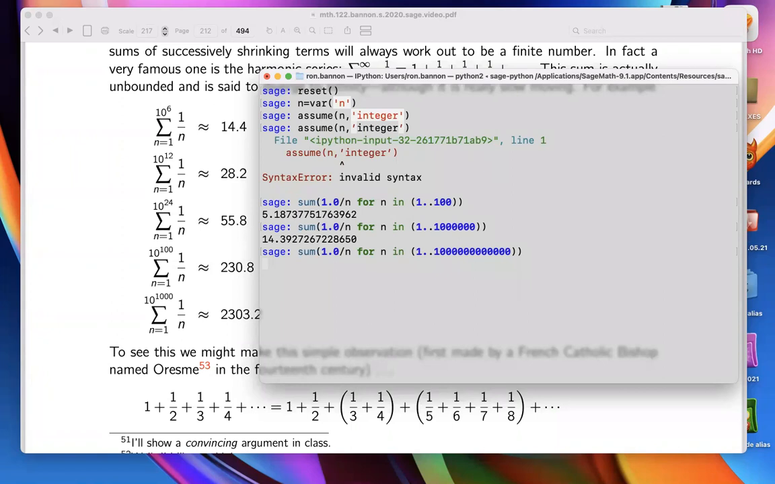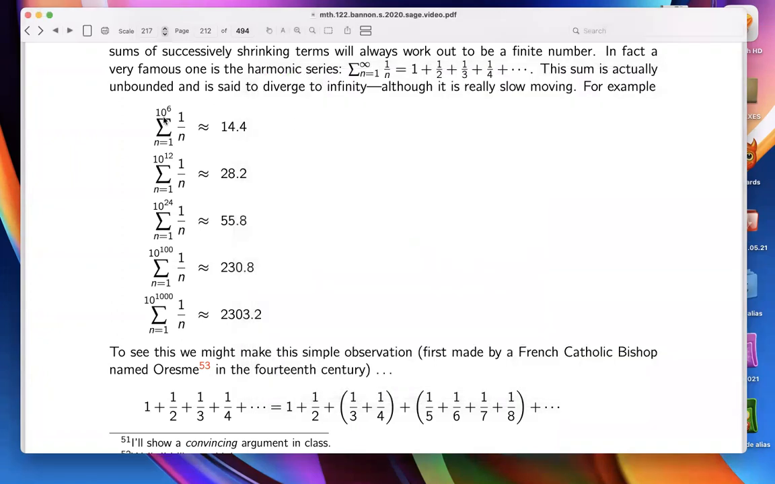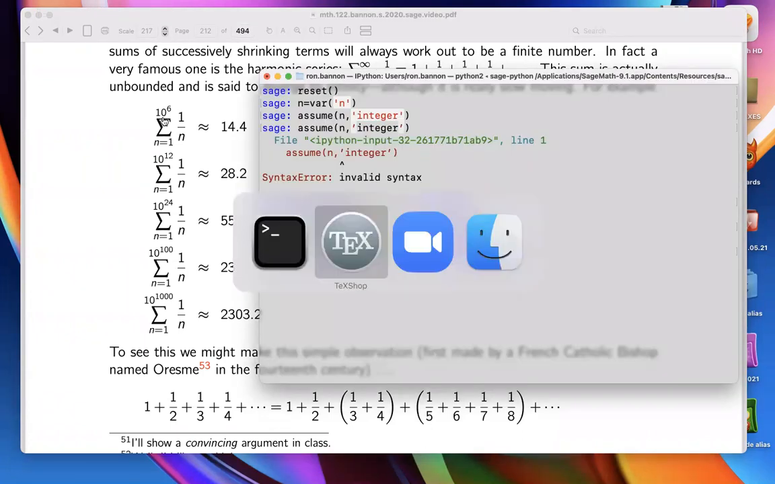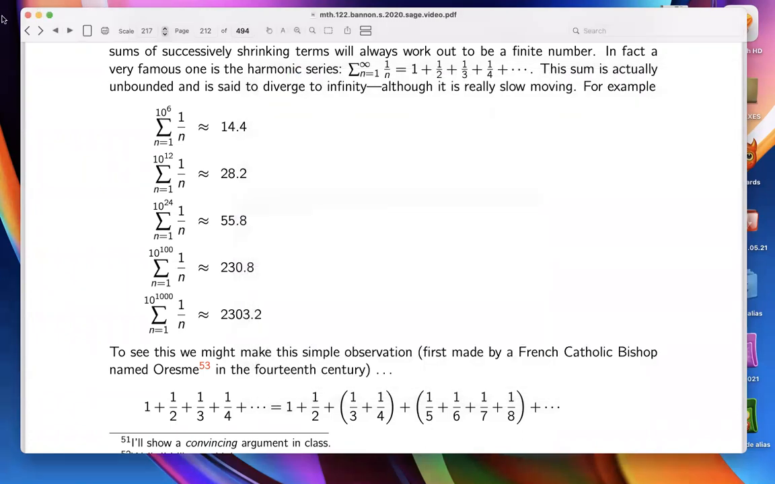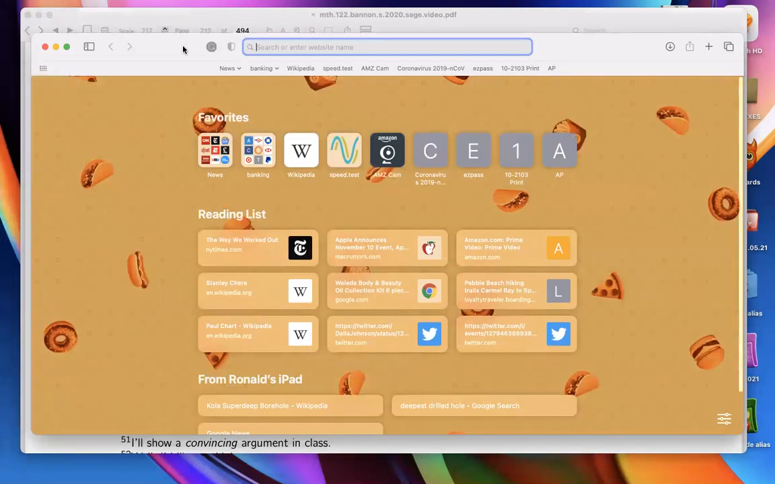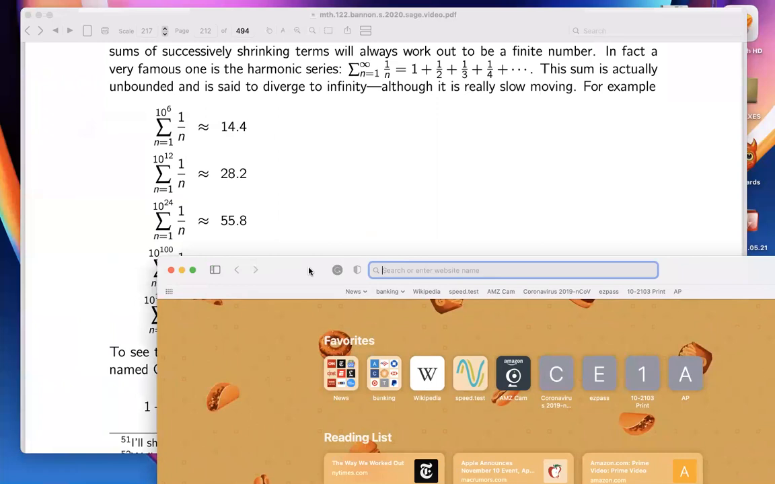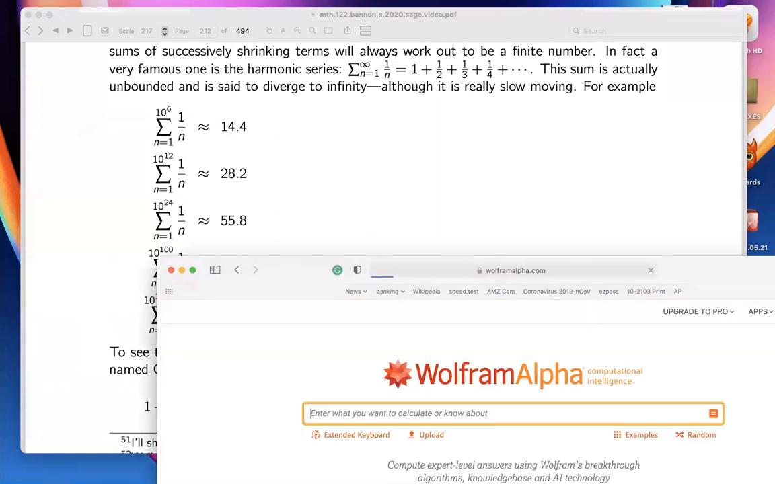All right, I'm going to switch to one other application for you. Sorry about that. Let me go back here. It's not open, so I have to open up an application over here, and I'm going to go to Wolfram Alpha. I'm going to try to type in what I'm seeing over here.